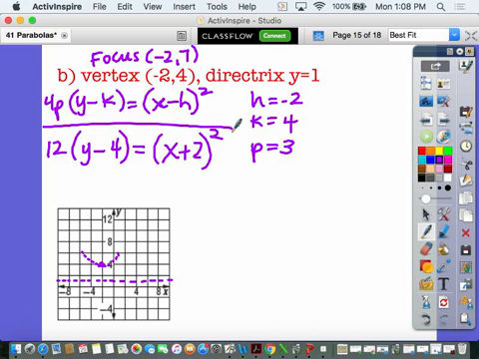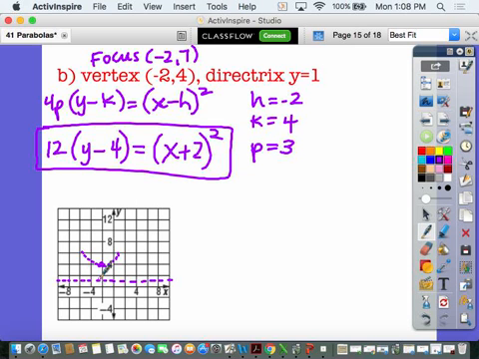And there's our equation. How did you get h? Okay, so we already knew h and k because they were given in our vertex. So that's h and that's k. And again, p represents the distance between your vertex and the directrix, or the vertex and your focus. And since the vertex is at -2, 4, and your directrix is y equals 1, the distance between 4 and 1 is 3 units. So that means that p equals 3. Okay? Yes?